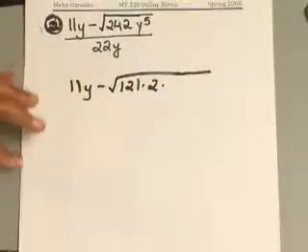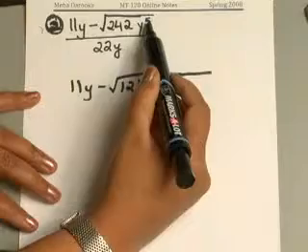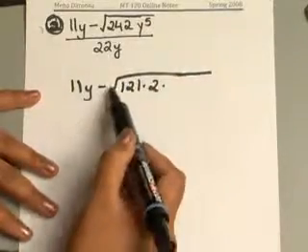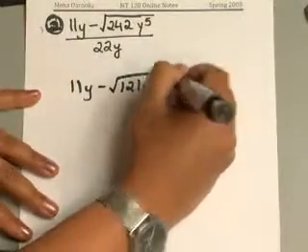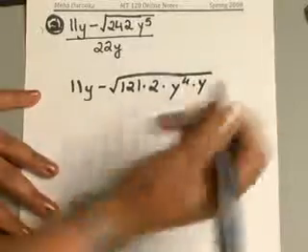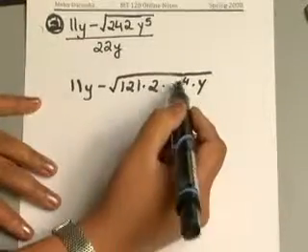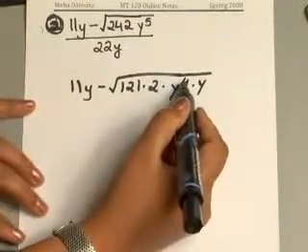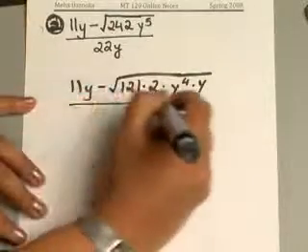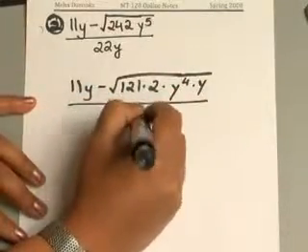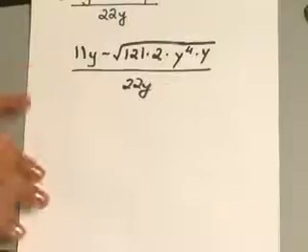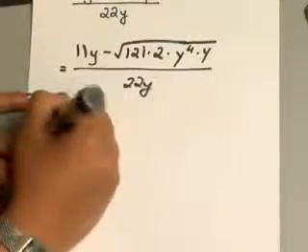Now just like we had done earlier in this section, since you have y to the 5th, which is an odd power, and this is an even root, go ahead and write it as y to the 4th times y, so that you have the highest even number that you can get from there, so you can simplify those variable terms. And of course your denominator of 22y.